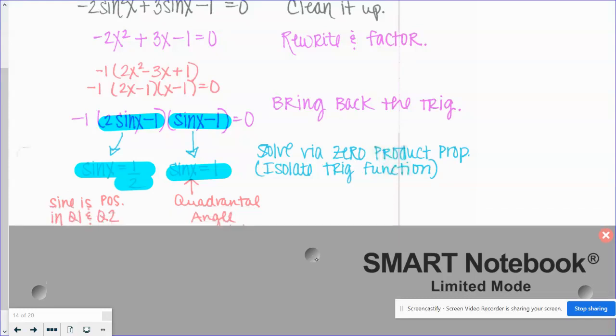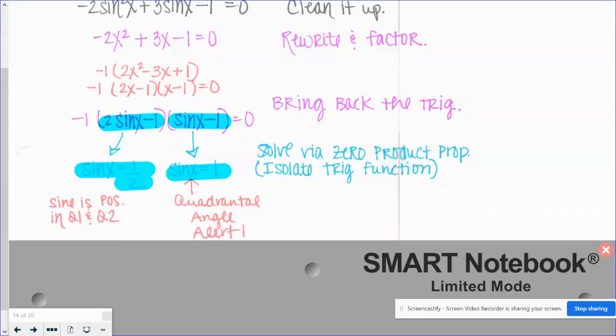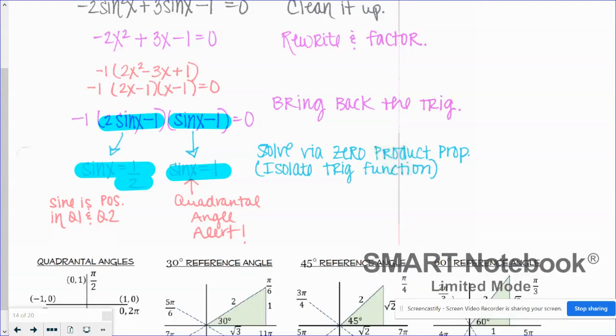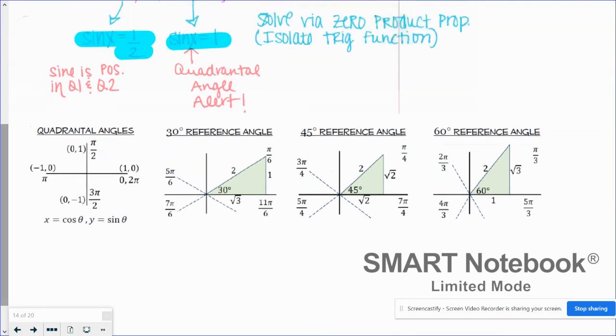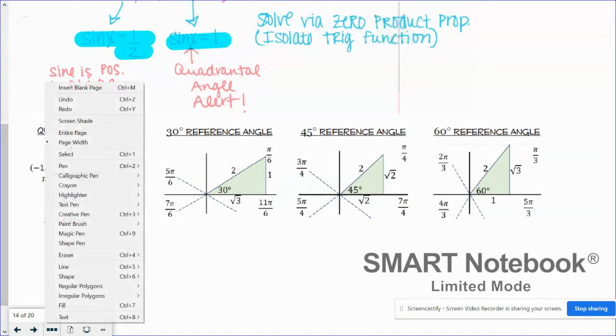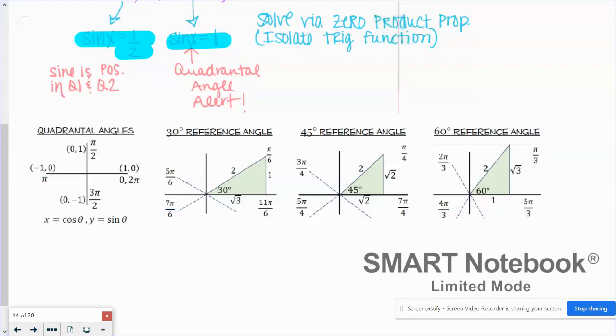Then it's time to ask, where are the solutions? Well, sine would be positive 1/2 in quadrants 1 and 2. Sine would equal 1 at a quadrantal angle. So then it's time to figure out what the solutions are. We can start with the quadrantal angle. Sine is equal to 1 at a quadrantal angle. The y values are sine. So look and see, where is sine equal to 1? It's equal to 1 right here at pi over 2.